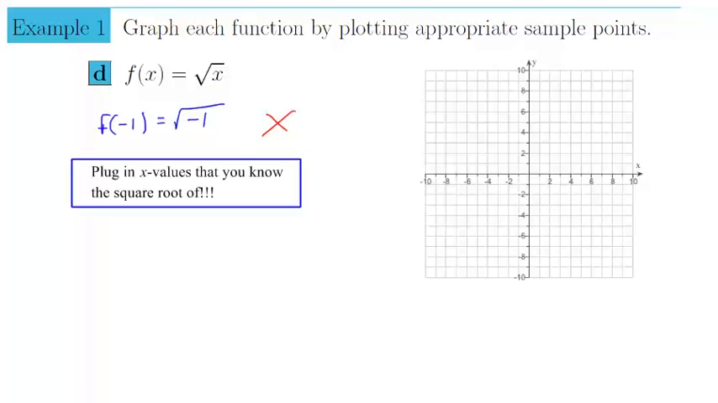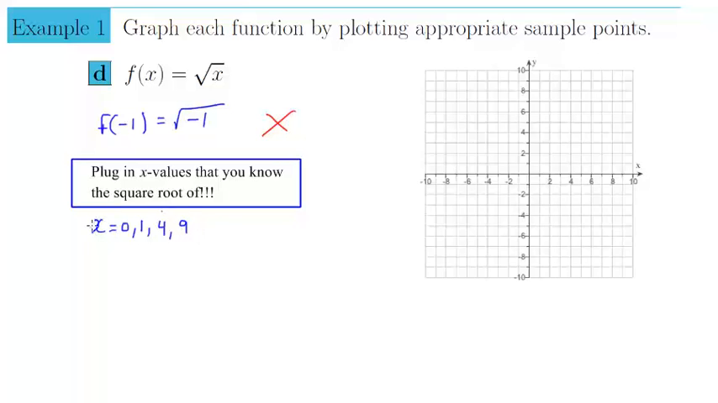So what sort of x values do I know the square root of? Well, I don't know the square root of -1. I don't know the square root of any negative numbers. Okay, those are not real numbers when you take the square root. Okay, but I do know the square root of 0. Right? Root 0 is 0. Okay, so I can plug in 0. I do know the square root of 1. I do know the square root of 4. I do know the square root of 9. Okay, so I want to plug in x values that I know the square root of.